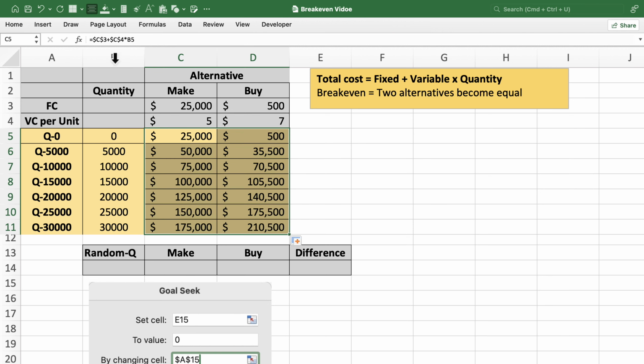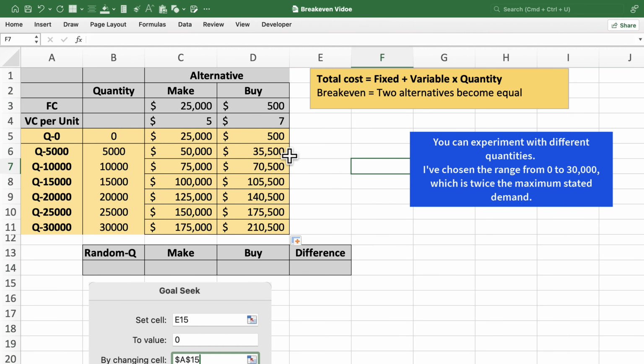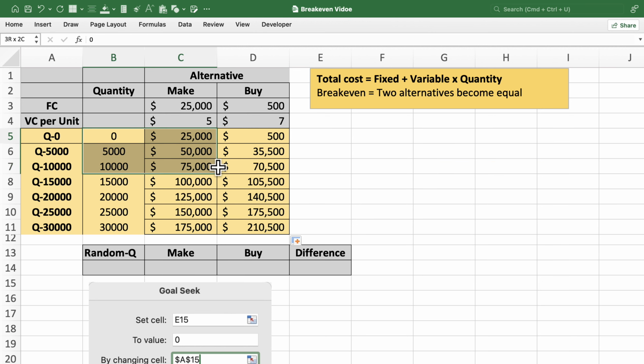Now here are some values of quantities. You can also add here 100, 500, 200 and 300. I'll be explaining this further. Now in the next step we are going to make a graph, and for the graph I'll be using these three values: quantity, make alternative and buy alternative.